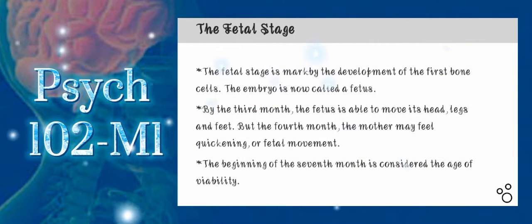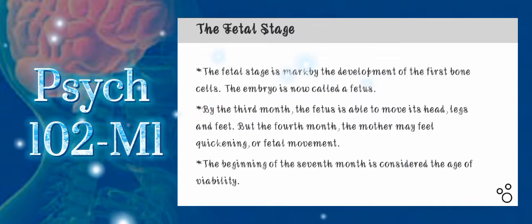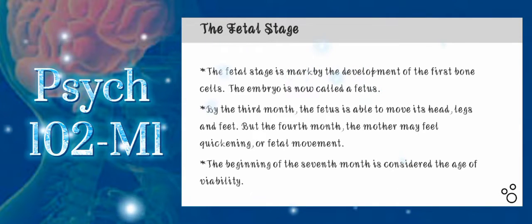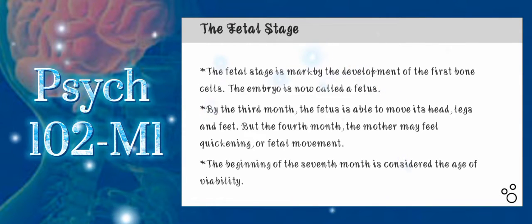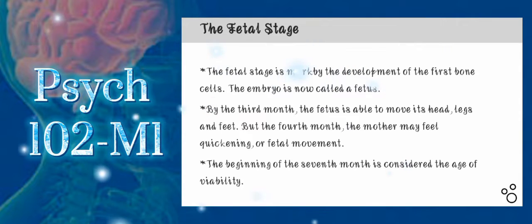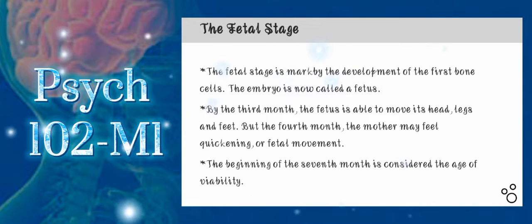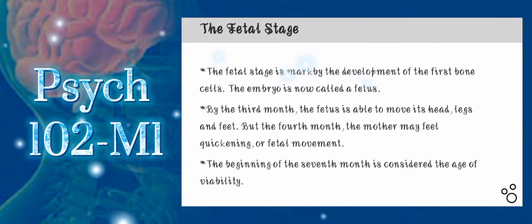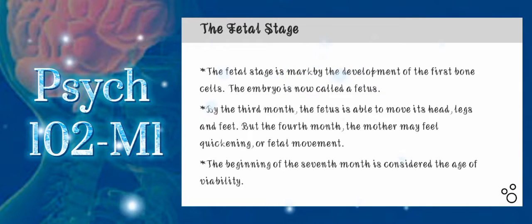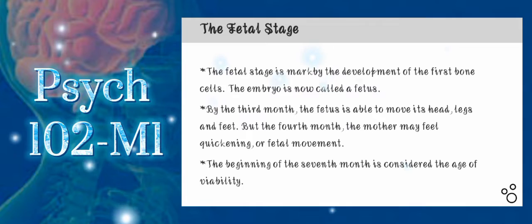Let's move on to the last stage, the fetal stage. The fetal stage is marked by the development of the first bone cells. The embryo is now called a fetus. By the third month, the fetus is able to move its head, legs, and feet. By the fourth month, the mother may feel quickening, or fetal movement. The beginning of the seventh month is considered the age of viability.